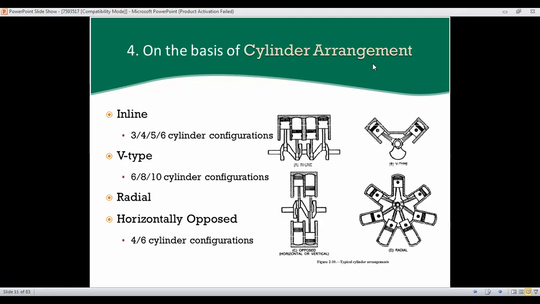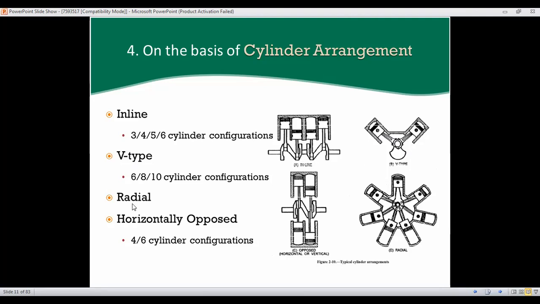On the basis of cylinder arrangement, inline is a 3, 4, 5, 6 cylinder configuration. A combination of 3 to 6 cylinders we call an inline cylinder arrangement. V type is used for more than 6, from 6 to 10 cylinders. See here, this is V type, this is inline type.